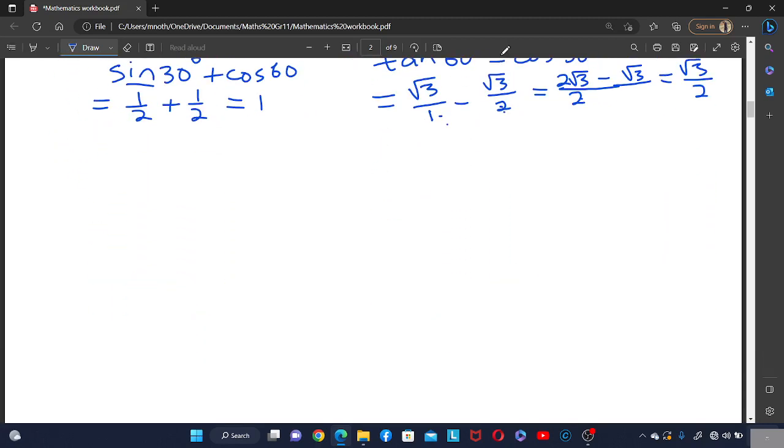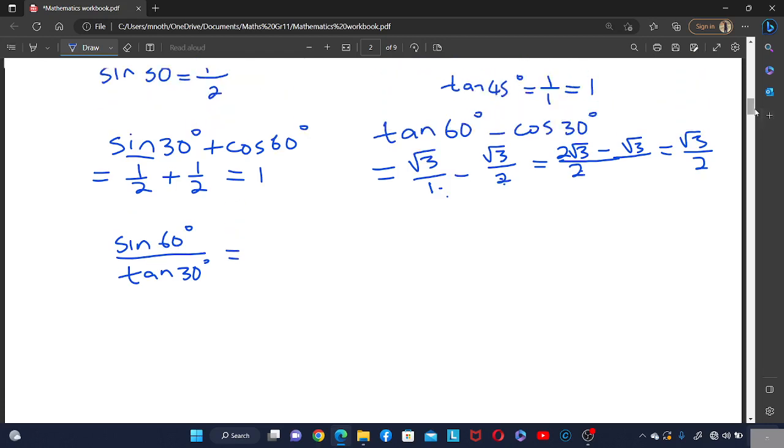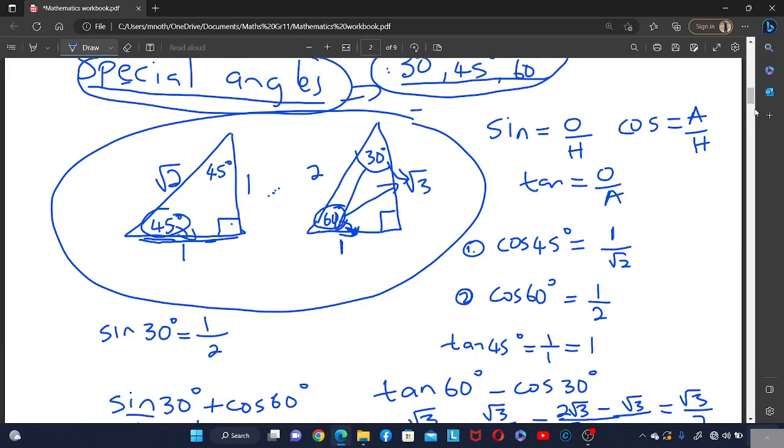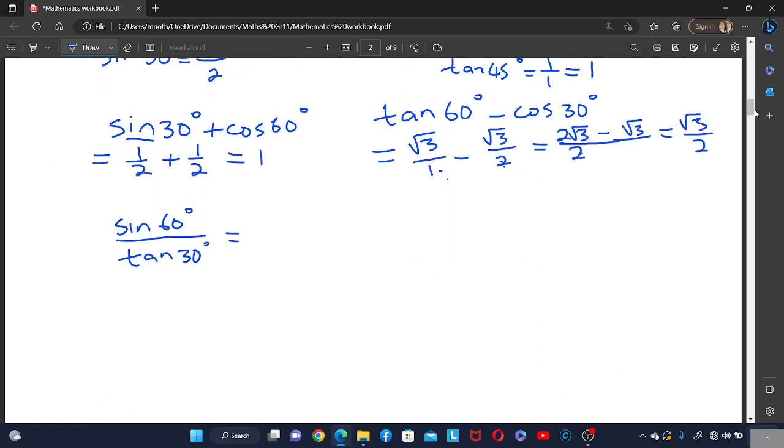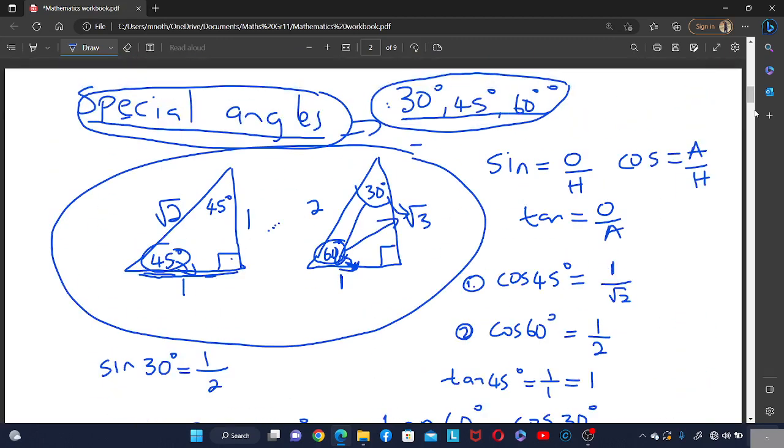Okay, the next one, sine 60 degrees all over tan 30 degrees, using the special triangles. Sine 60, according to this, the opposite side is root 3, so root 3 all over, and then the hypotenuse side is 2.